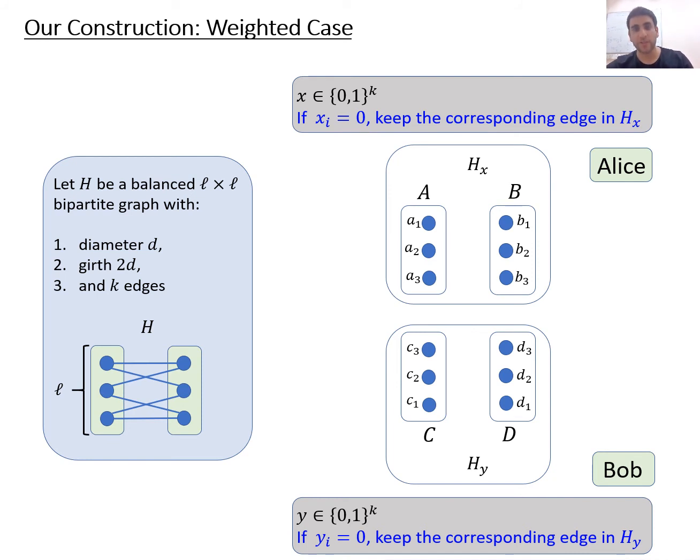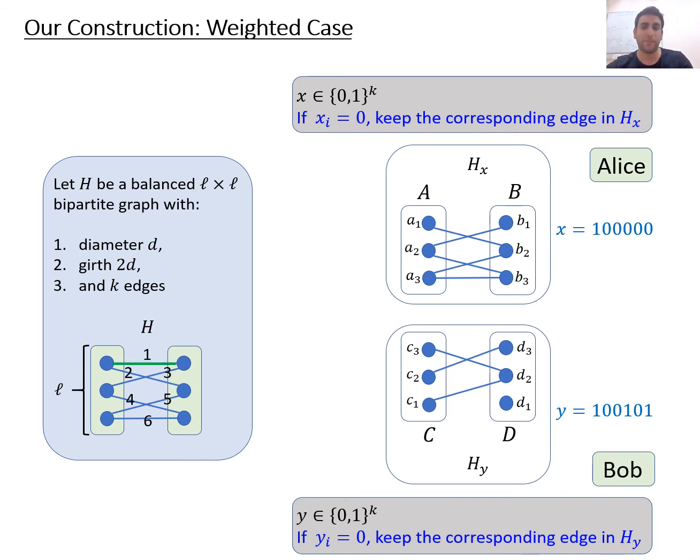The size of the strings is K, which is exactly the number of edges in H. And we're going to think about some arbitrary mapping between the set of edges of H and the K positions of the two strings. If Xi is 0, then we keep the ith edge of H in Hx. And if Yi is 0, then we keep the ith edge of H in Hy. So for example, if X was the all 0 string, then Hx is just isomorphic to H, because we have all the edges of H in Hx.